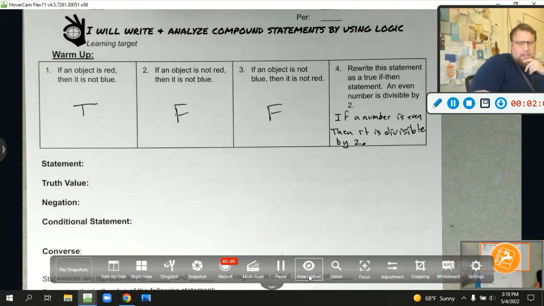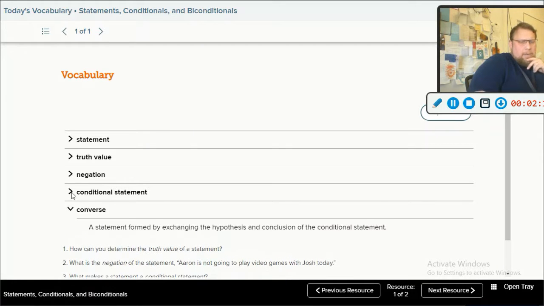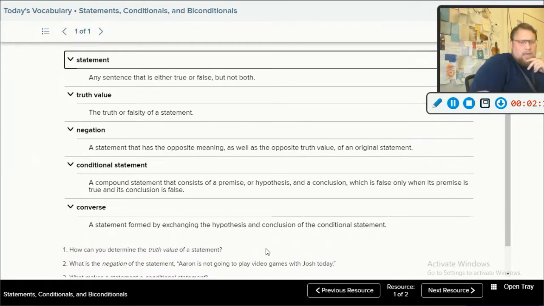Vocab. Where are we at here? Oh, I go here. Perfect. So a lot of writing today. Sorry about that. You're just going to want to pause this. We're going to talk about statements today. A statement is any sentence that is either true or false, but not both. The truth value is the truth or falsity of a statement, so whether it's true or false. Negation: a statement that has the opposite meaning as well as the opposite truth value of an original statement.